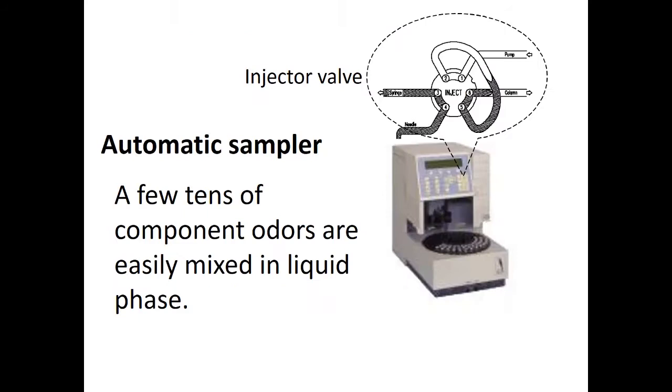And this is an automatic sampler, typically used for liquid chromatography. However, if you want to mix many components, you can utilize automatic samplers. Many samples can actually be blended. A few tens of components are easily mixed in liquid phase. However, the problem is that this is not in real time. You can do that, but it is not in real time.